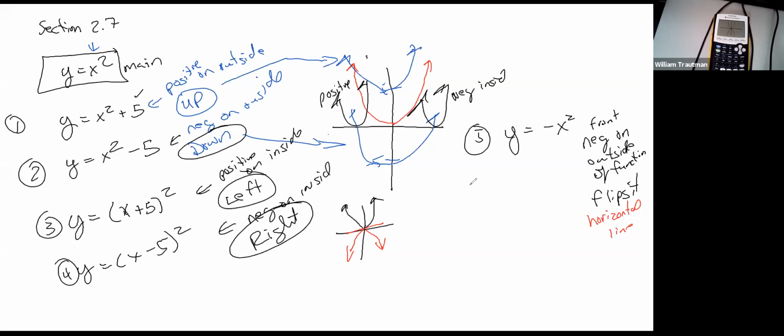Let's try a negative on the inside. Y equals negative x squared. A negative on the inside. Let's see what happens. By the way, this is going to make the workbook a lot easier. So that's why I'm doing it here. And then we'll go to the workbook, and we should be able to breeze through all of this. I'm hoping.